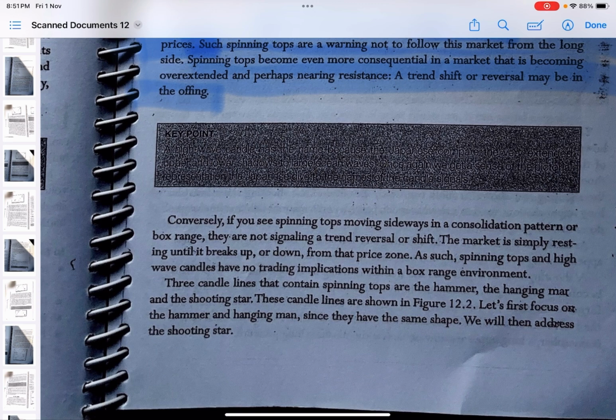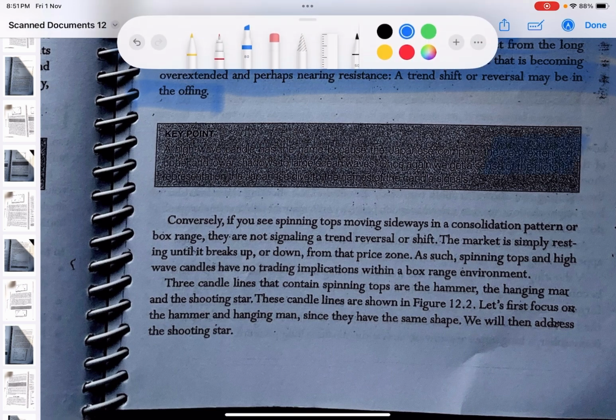Okay. A high wave candle has its name because the Japanese compare the very extended upper and lower shadows to large ocean waves. So it's basically derived from oceans. Conversely, if you see spinning tops moving sideways in a consolidation or a box range, they are not signaling a trend reversal or a shift. The market is simply resting until it breaks out.